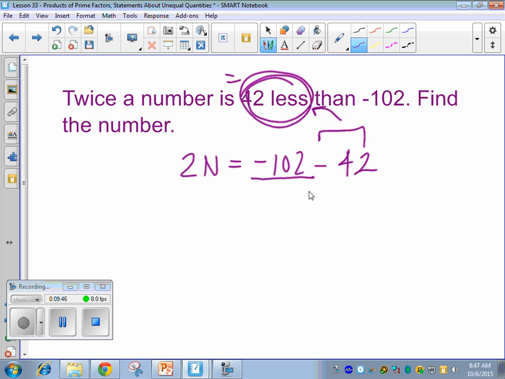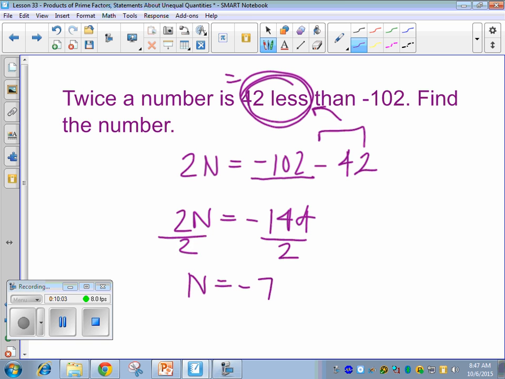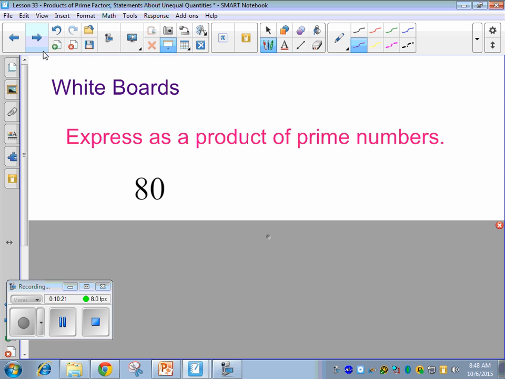All right, so I can combine, these are both numbers, so they're like terms technically, so 2n equals negative 144, right? Now I can divide both sides by 2 to get the n by itself, and n equals negative 72. All right, so don't get tripped up on those guys. If they give you one with 2 numbers on one side of the equation, that's probably totally fine. Don't think it's wrong just because that happened. Okay, grab a whiteboard.